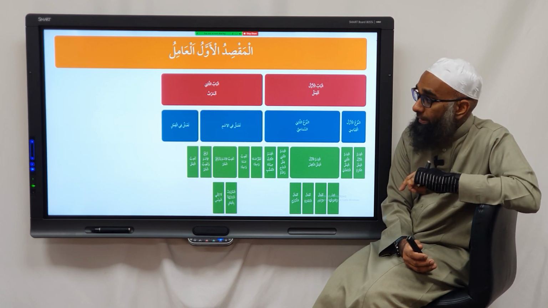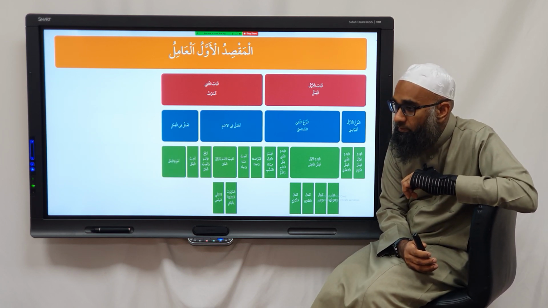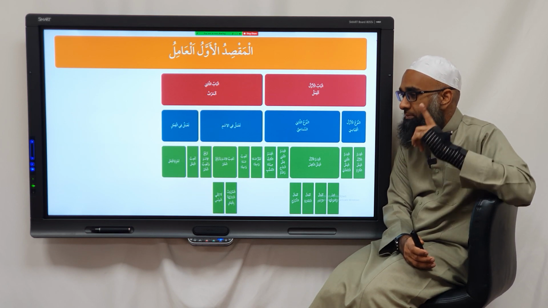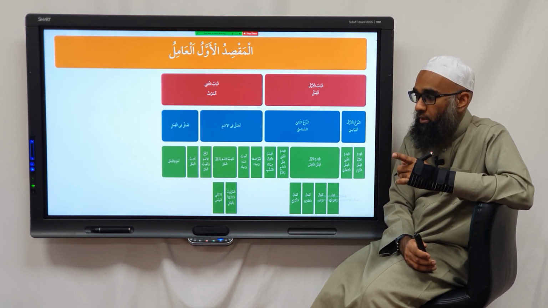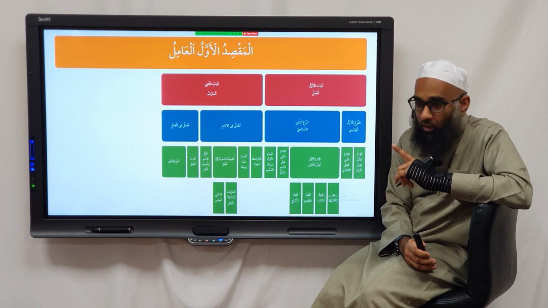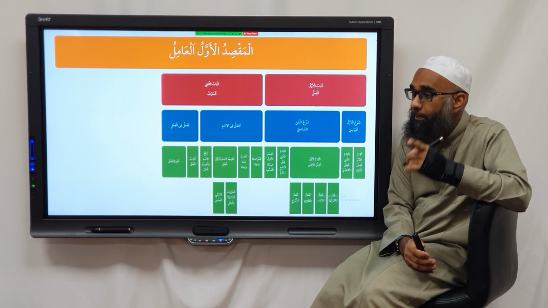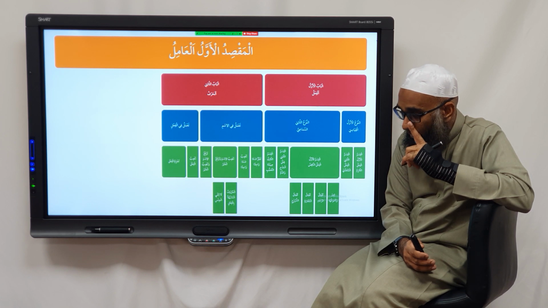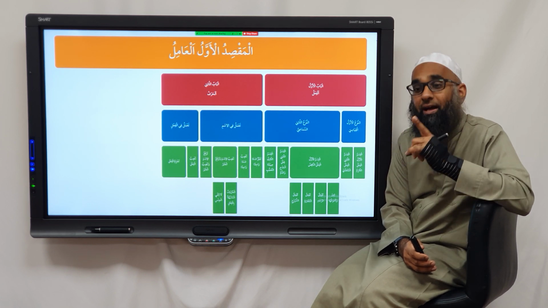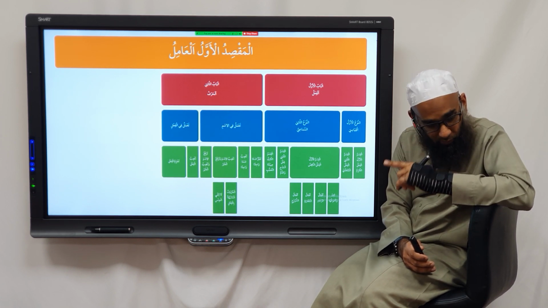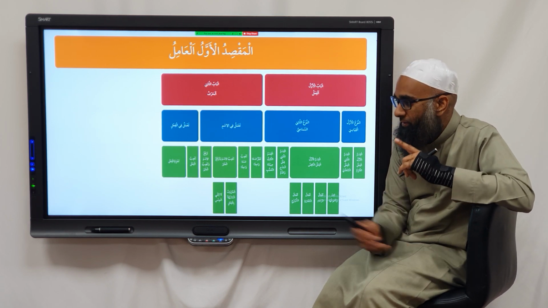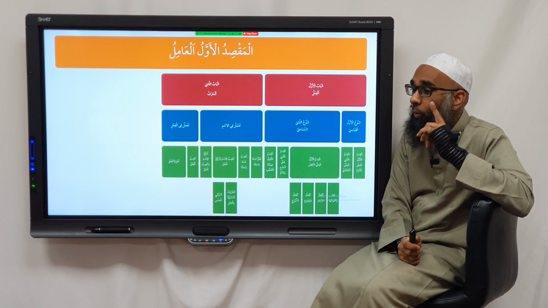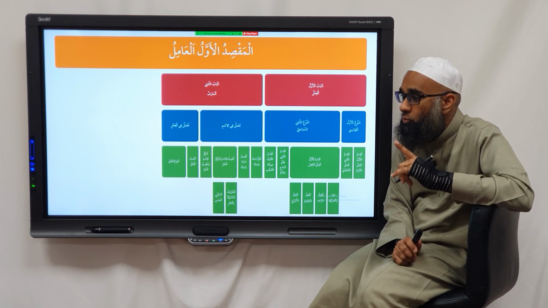Those 4. Then the ones that make it mazzoom are how many times? 2 times. Which 2 times? It either makes 1 verb mazzoom or 2 verbs mazzoom. The ones that make 1 verb mazzoom are lam, lamma, lamul amr, and la that comes before the nahi. Again, what are the 4? Until here, everybody's okay. Now a bit weak now. What are the 4 that make the verb mazzoom?